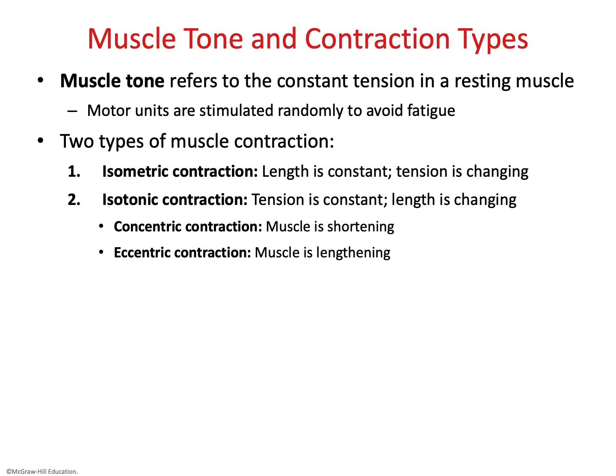Muscle tone refers to the constant tension in a resting muscle. Motor units are usually stimulated randomly to avoid fatigue of a muscle, and there are two types of muscle contraction: isometric contraction, where the length of the muscle fibers is constant but the tension is changing. In isometric contraction, there's no movement because the length of the muscle is constant. In isotonic contraction, you do get movement of the muscle. The tension will be constant, but the length of that muscle itself is changing. You should know the difference between isometric and isotonic.